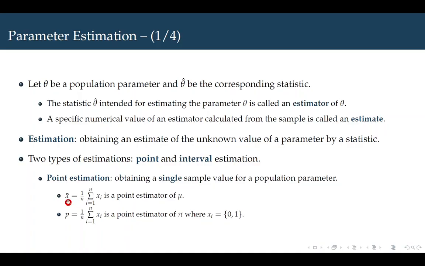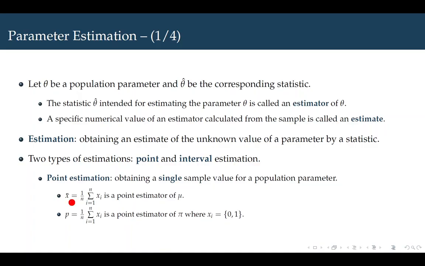So here x bar is a point estimator for mu, because using this formula we are going to obtain a single value. That single value is said to be a point estimate of mu, and this formula is said to be a point estimator of mu.